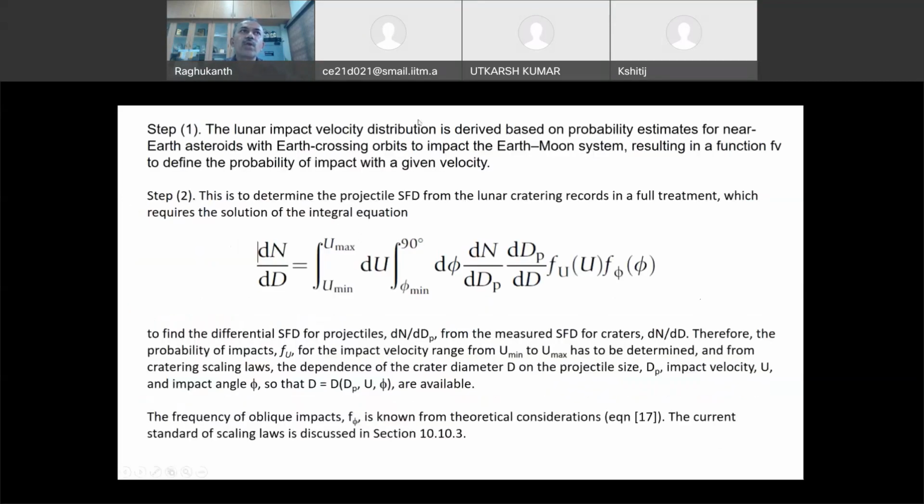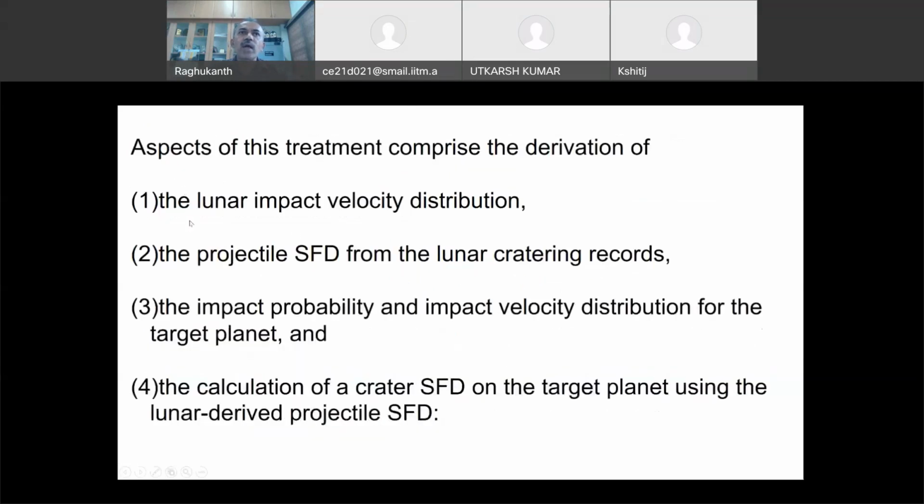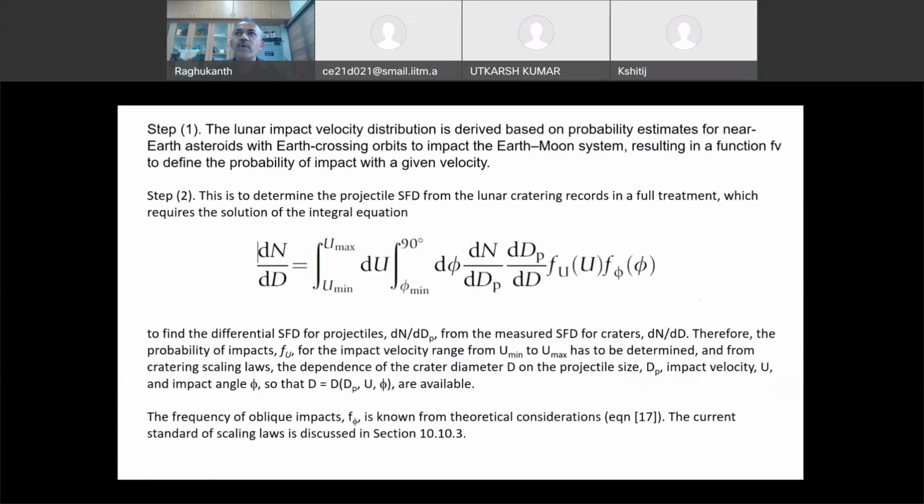As I already told you, the lunar impact velocities you can easily derive based on probability estimates for near-Earth asteroids. Nowadays we have telescopes. You know how many asteroids there are, with Earth-crossing orbits. You can easily find this out, and then you can find this probability, the probability of impact with a given velocity, that is f(U) of U. You can easily find it from that data. Now the second step. So this you can easily do. For the lunar impact velocity distribution, you see in a telescope, the data is already there, which asteroids orbit and collide, and you can easily find out the probability density function for the velocity.